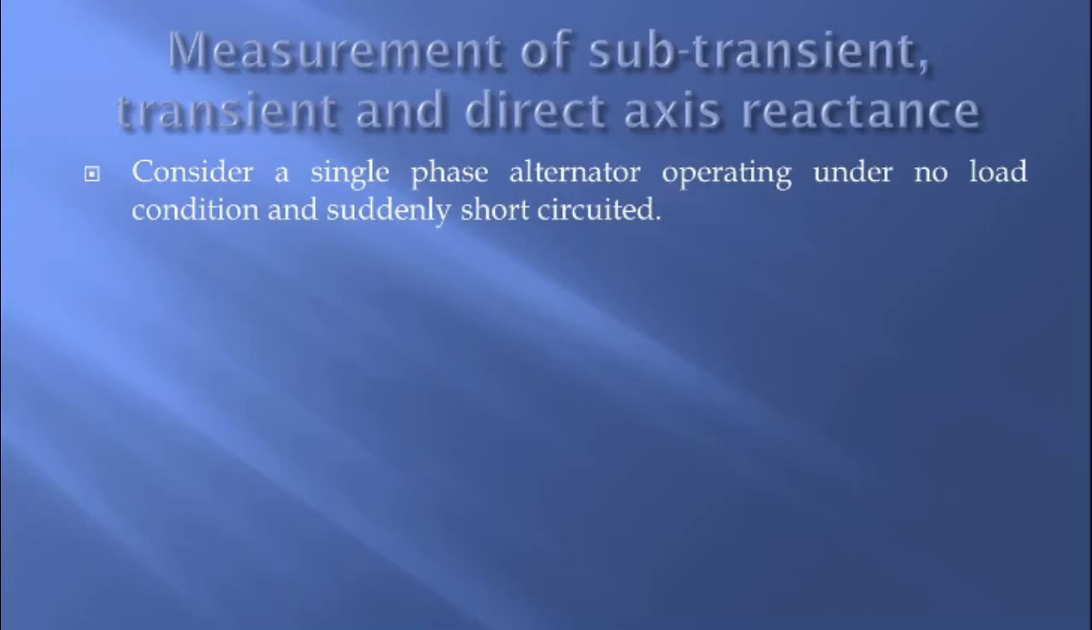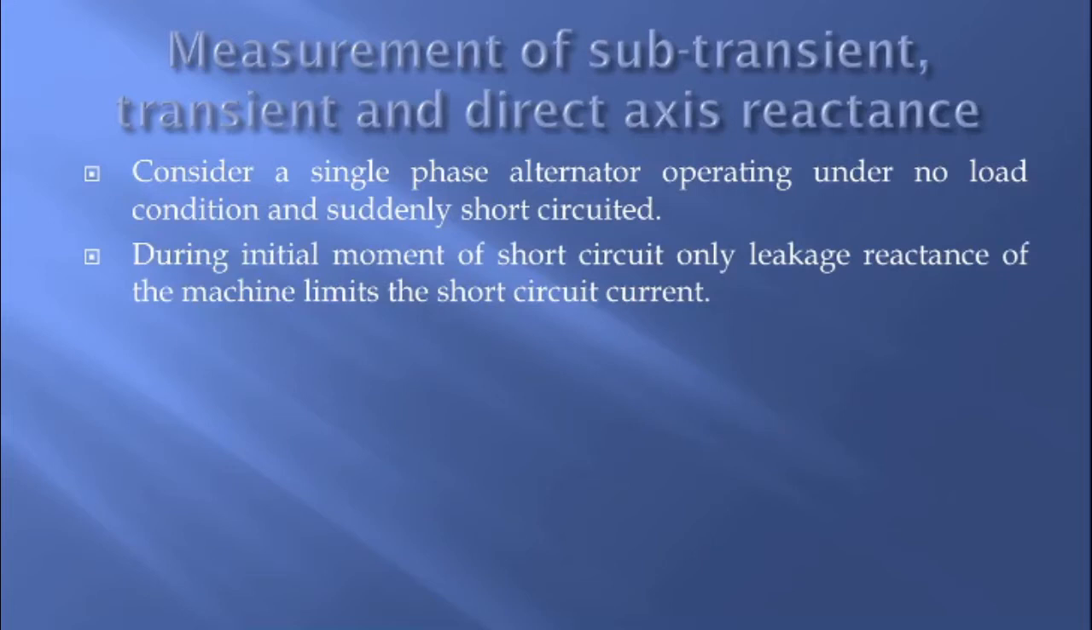Whenever we need to draw an equivalent circuit, we always go for single phase parameters, and hence we are going to consider a single phase alternator here, and we are assuming that there is a no load condition. If such an alternator on no load suddenly goes for short circuit or fault condition, what exactly happens? When there is a sudden short circuit, initially there is only leakage reactance present in the machine which is limiting the short circuit current.